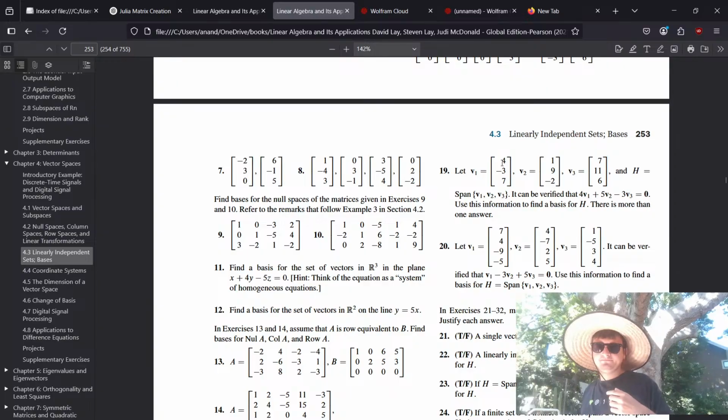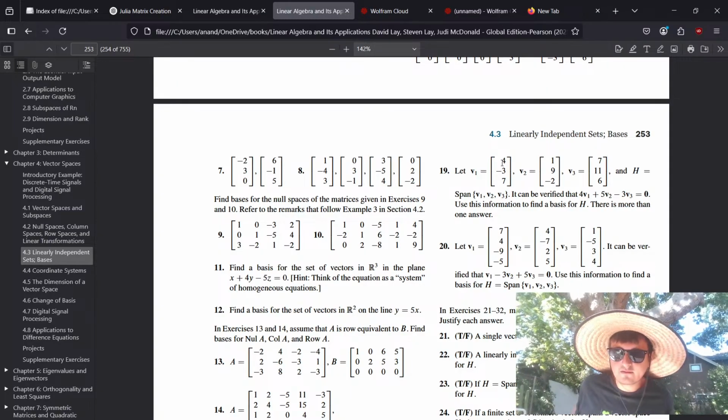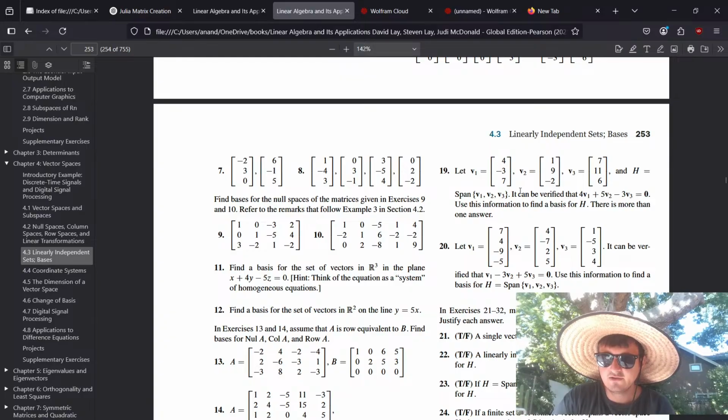Let v1, v2, v3, and H be the span. It can be verified that... use this information to find a basis for H. So what we're going to do is solve for v3. So add 3v3 to the other side and then divide. So then you're going to get 1/3 times this.